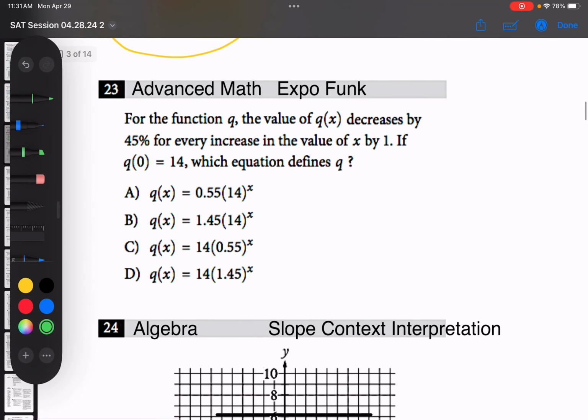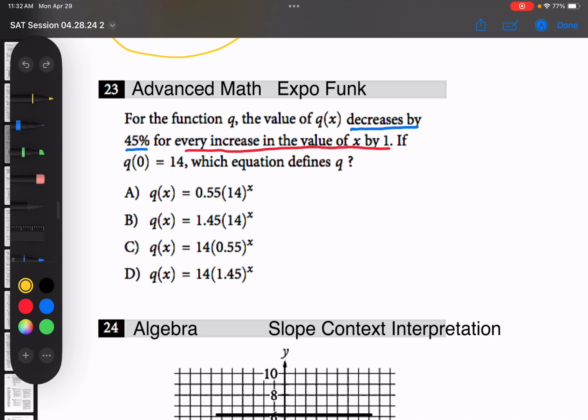All right, question number 23. For the function q, the value of q of x decreases. I like these because we've been talking about this in class. It decreases by 45% for every increase in the value of x by 1. So notice your answer choices. They're just formulas. We don't have to come up with an answer by plugging in numbers. They're giving you the formula, q of x.